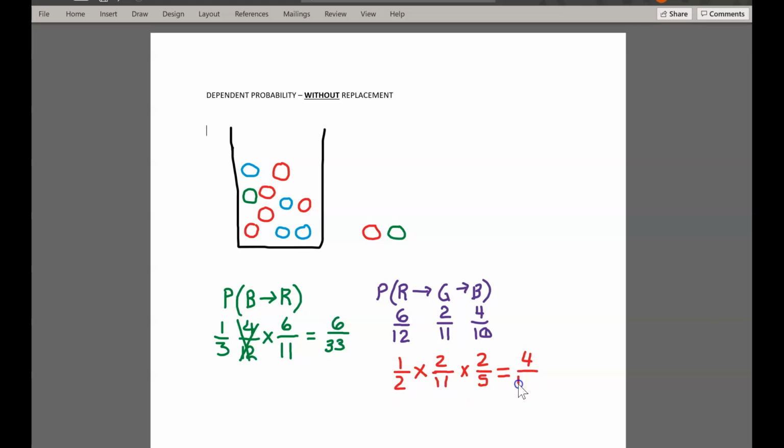Times 11 is 110. We can do even more simplification here. Both 4 and 110 are even. 4 divided by 2 is 2. 110 divided by 2 is 55. So the probability of going red, green, blue without replacement is 2 out of 55.